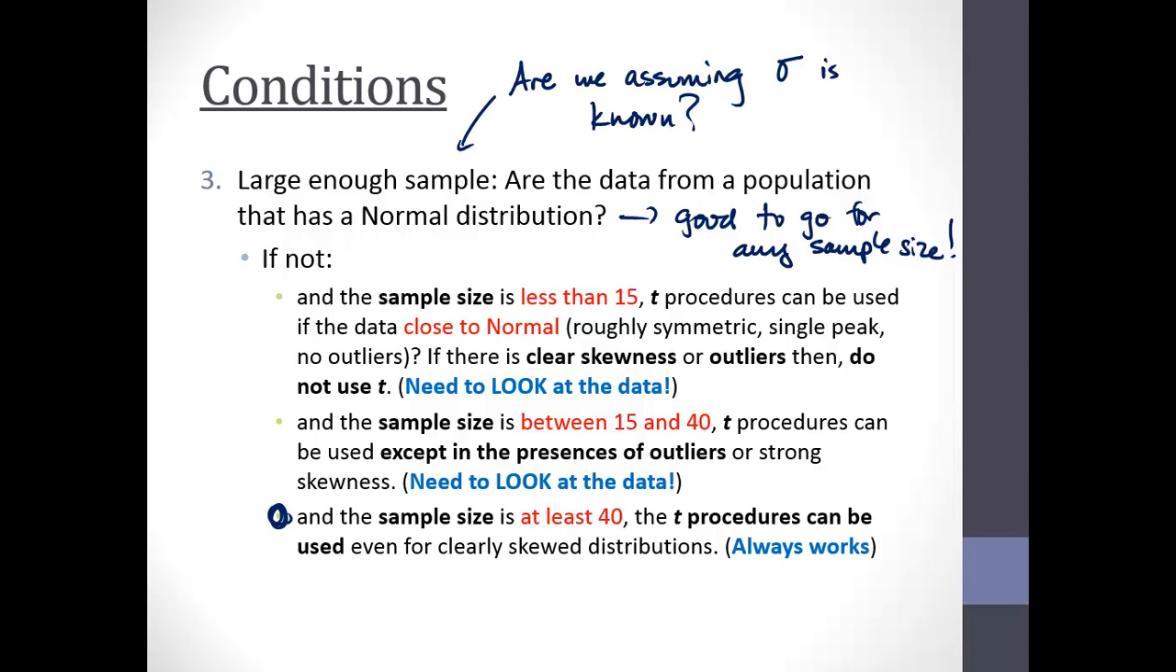t distribution. If our sample is a little bigger, in that middle ground, between 15 and 40, we can use this procedure except in the case of extreme outliers or really strong skewness. So again, we're stepping up to this. If your sample happens to be less than 40, then we need to think about: is the distribution I'm working with here normal? And what that requires is you have to actually look at the data. So make a histogram of the numbers that you have from your sample and see if it looks close to being normal.